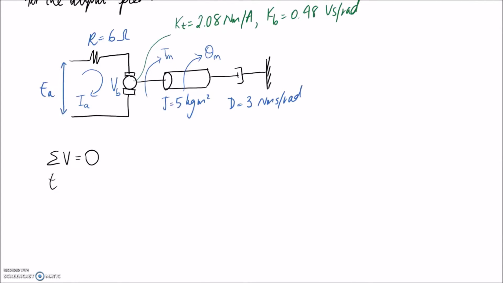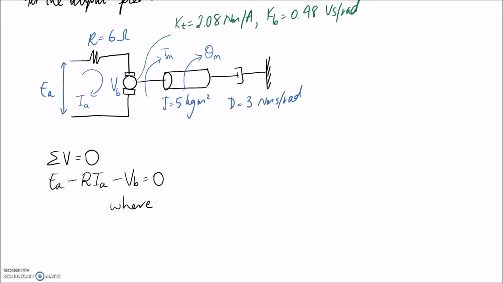So let's go ahead and fill in this equation. I'm going to make EA positive since it's going into the circuit, and this one is going to be negative because it's being dropped across the resistor. And we know that the voltage across the resistor is equal to the resistance times the current. And then across the motor, we're dropping this VB. And that all has to be equal to 0. So the next step for this is to substitute in our motor constant equations, and then we should be able to eliminate IA and VB from this equation.